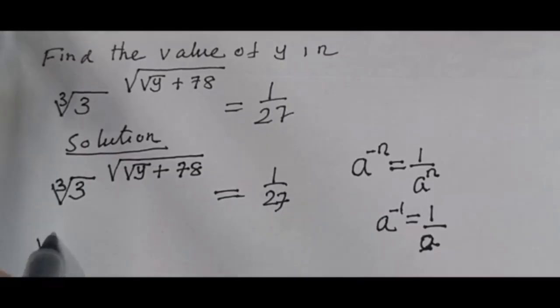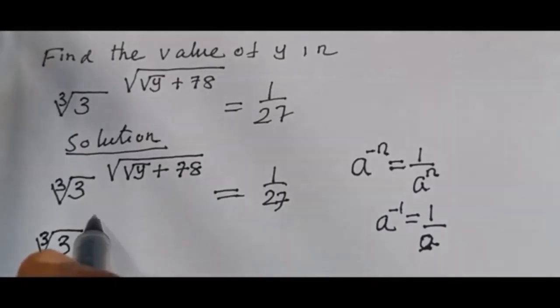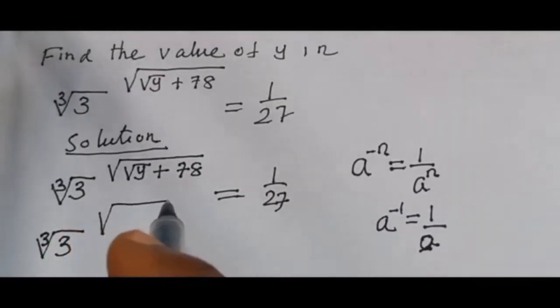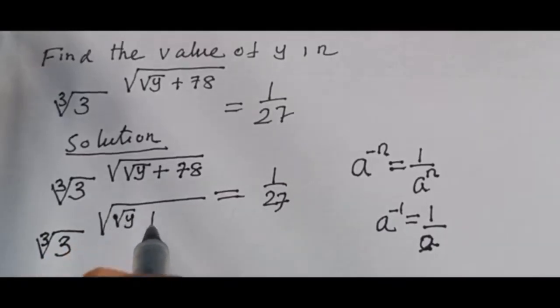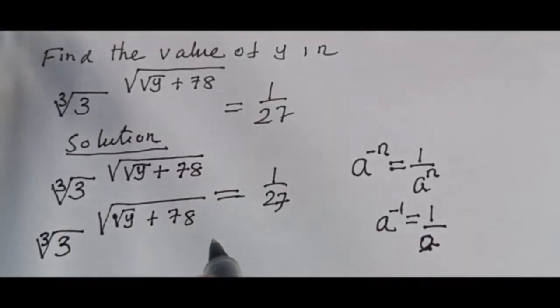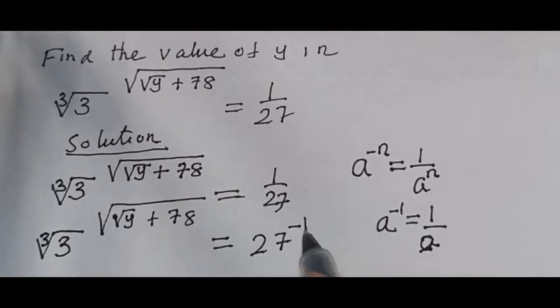In our case here, let us copy the left hand side the way it is. The cube root of 3 raised to under root. Inside we have radical y plus 78. This is equals to 27 raised to power negative 1.